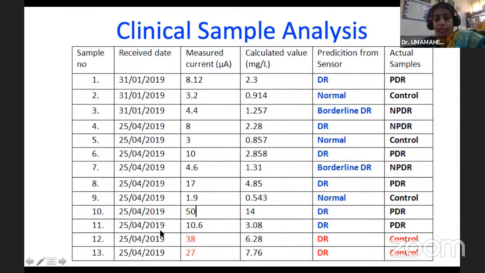There were two variants, where they considered these as control samples, but we had reported these to be having diabetic retinopathy. These deviations were because the patients had a kidney disease. So I mentioned to you that cystatin C is also elevated in patients with renal damage.